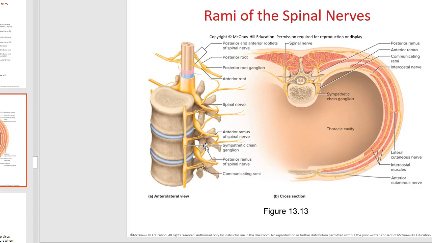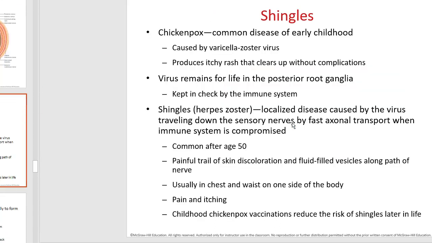All right, and looking at this, here are the rami of the spinal nerves. Again, we're going to have the posterior root and an anterior root. Both are going to have those too. And since we're talking about this, another disease to look at is shingles. Chickenpox is a common disease of early childhood and is caused by varicella zoster. Now, most of you won't get it because you've already had the chickenpox vaccination.